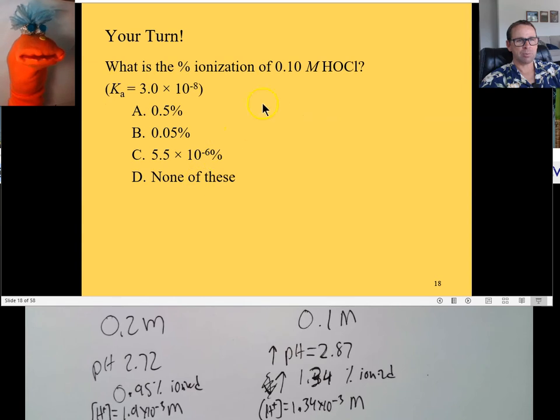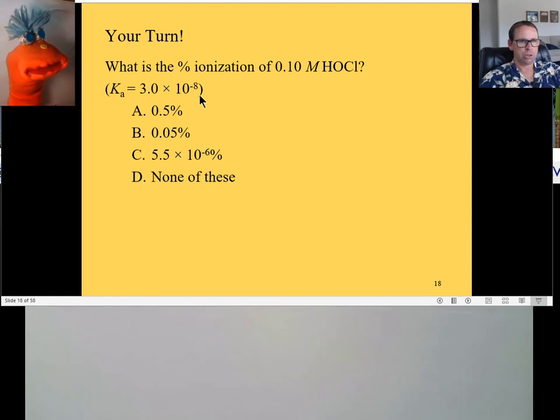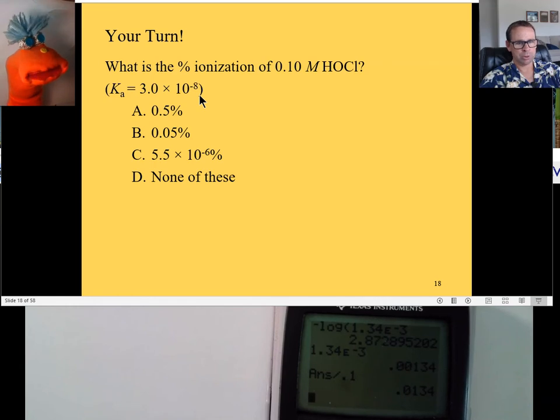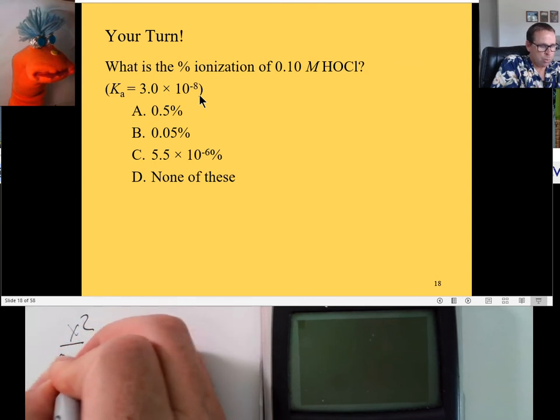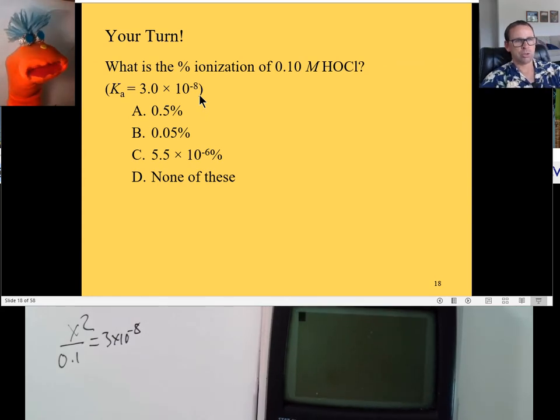What's the percent ionization of 0.1 molar HOCl? Ka is 3.0 times 10 to the minus 8. So x squared over 0.1 equals 3 times 10 to the minus 8. Solving for x tells you the hydrogen ion concentration and also the concentration of the conjugate base in this case.